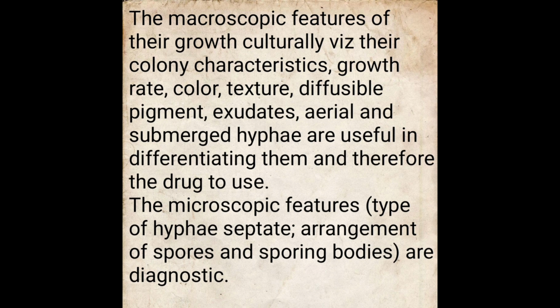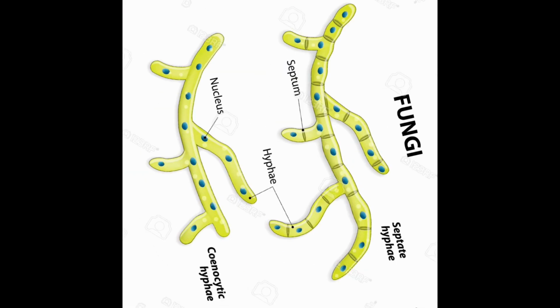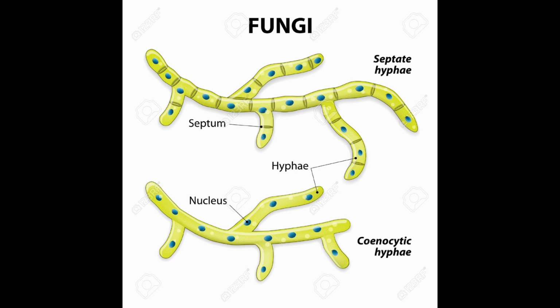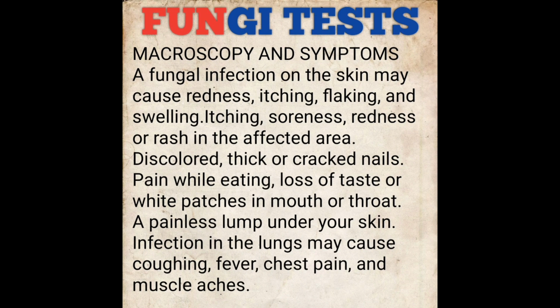The microscopy also shows the hyphae, the ones that are separated, that is the cells separated. You can look at this picture: you will see the hyphae in the upper one separated and the one below not separated. So the upper one is septate hyphae and the one below is called non-septate hyphae, because the nucleus is not separated by cell separation.